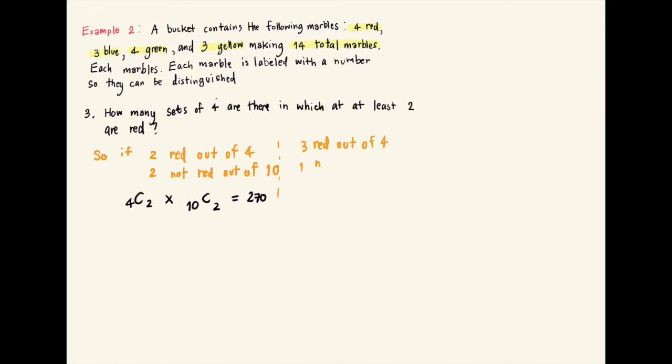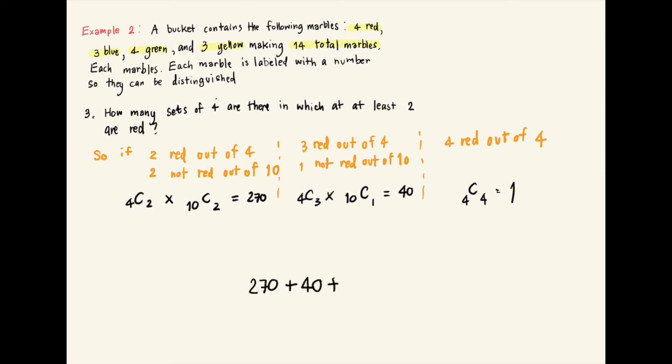So we're gonna get 4C2 times 10C2, which is equal to 270. And then we're gonna have 4C3 times 10C1, which equals 40. And we have 4C4, which equals 1. So then we add those answers together. 270 plus 40 plus 1 is gonna equal 311.